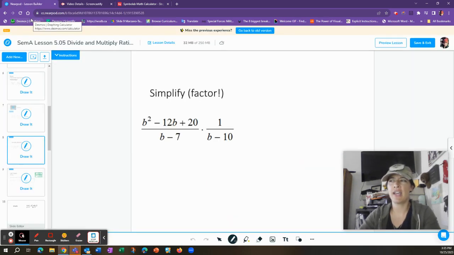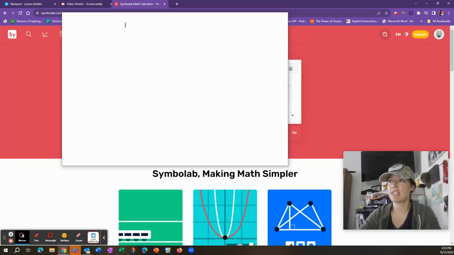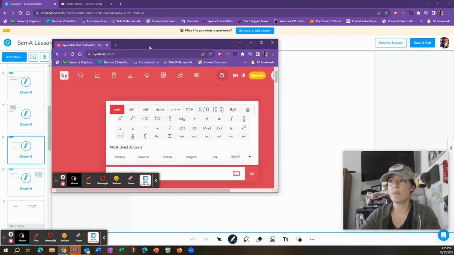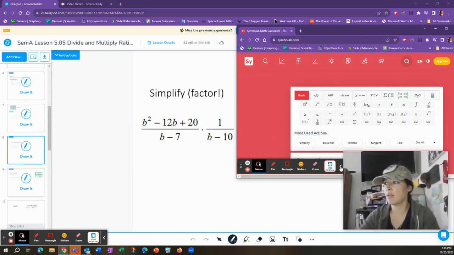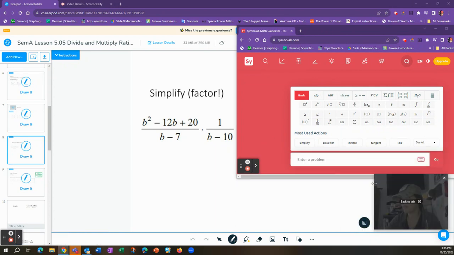It says simplify, factor. All right. So we're going to type it in there. We're going to type exactly what we see. Let's pull this calculator out. This is helpful if ever you're trying to enter it next, when you're working on a problem and you can't. Let me shrink my face.